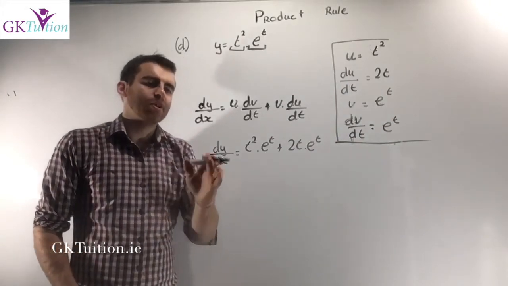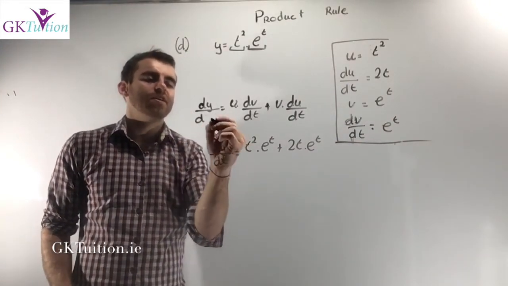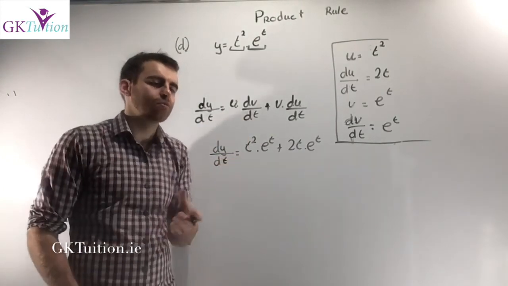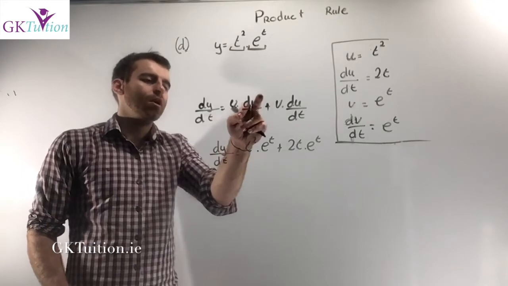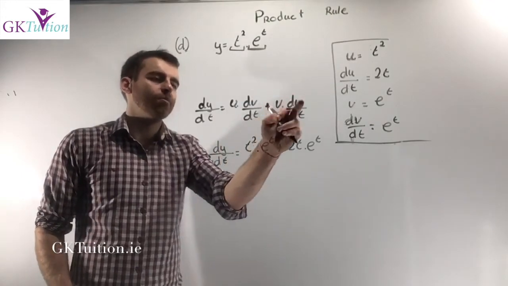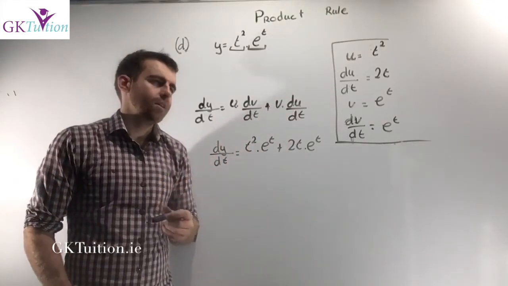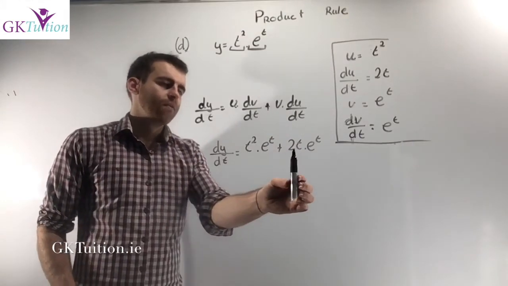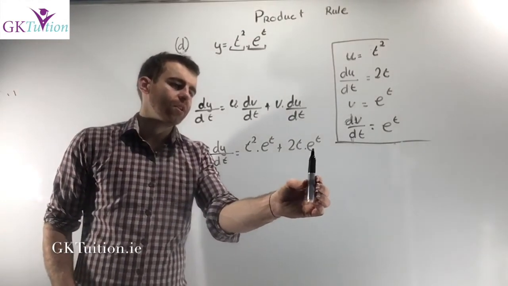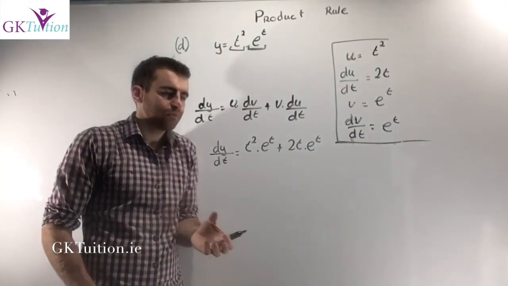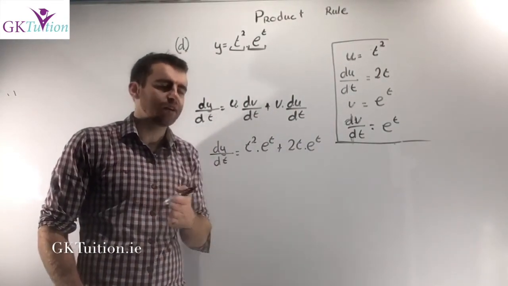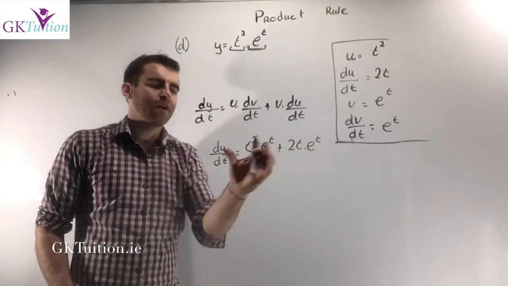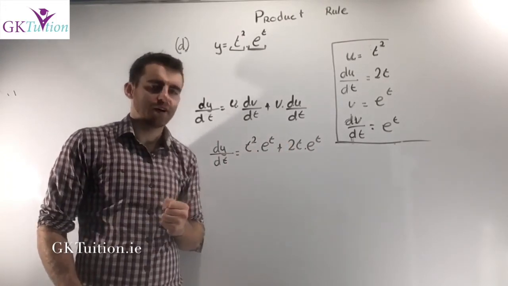And now I need to sub into my formula. I need to find dy/dt. According to the product rule, dy/dt will be u by dv/dt plus v by du/dt. In this case, u is t squared, dv/dt is e to the t, v is 2t and du/dt is e to the t. I could simplify further by factorizing out the common term, but in this case that's sufficient. We found our derivative, so let's consider that our final answer.